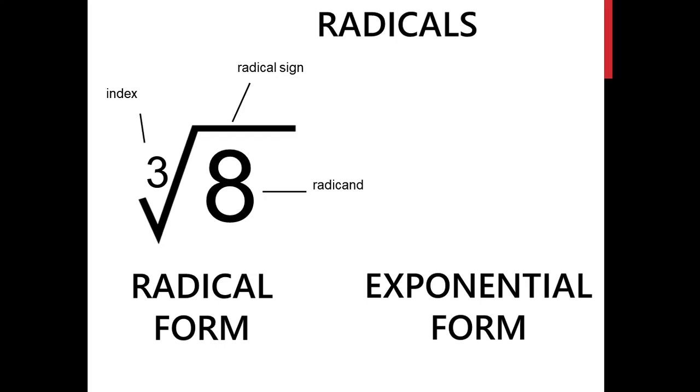We can also rewrite this one in exponential form. The cube root of 8 in exponential form is written as 8 raised to the power 1 third. Now notice here the index becomes the denominator of the exponent, while the power or the exponent of the radicand, which is 1, becomes the numerator of the exponent in the exponential form.